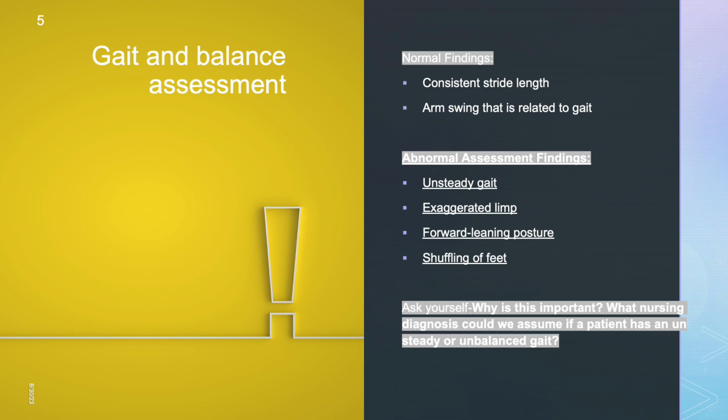So we need to know why this is important. What's the most common nursing diagnosis related to a patient with an abnormal gait? Risk for falls. How about that? So we need to make sure that when we see people like this, we are taking measures to help reduce the risk of falls in this type of patient. So basically, what they want you to know is to be able to see what normal findings for a gait assessment look like versus abnormal. If you can clearly do that and you understand that risk for falls is our biggest concern, you can just move to the next slide.